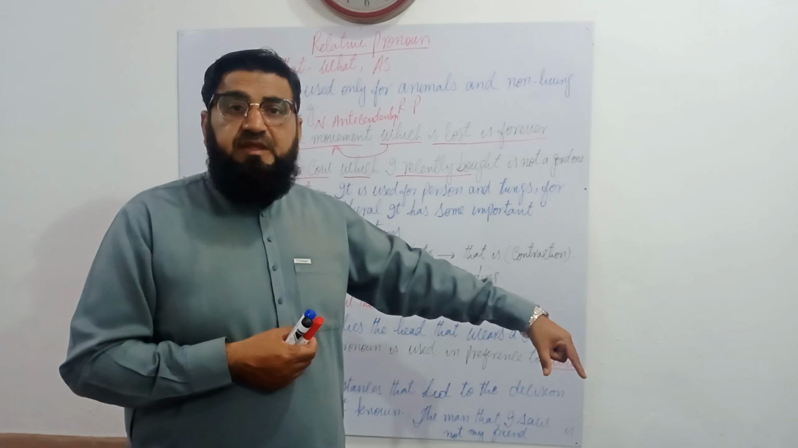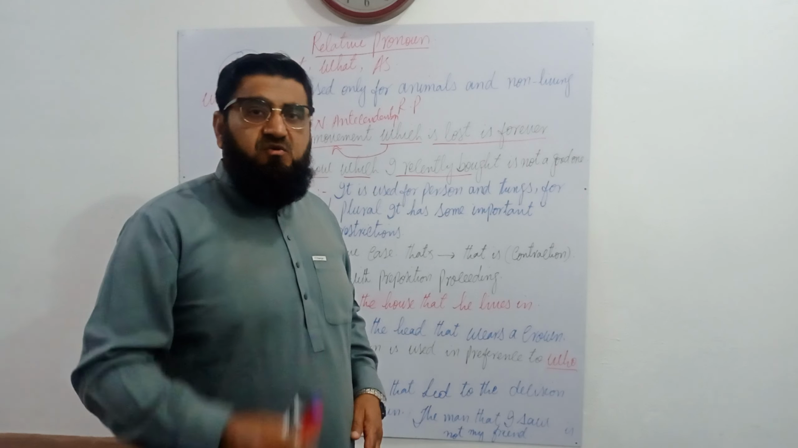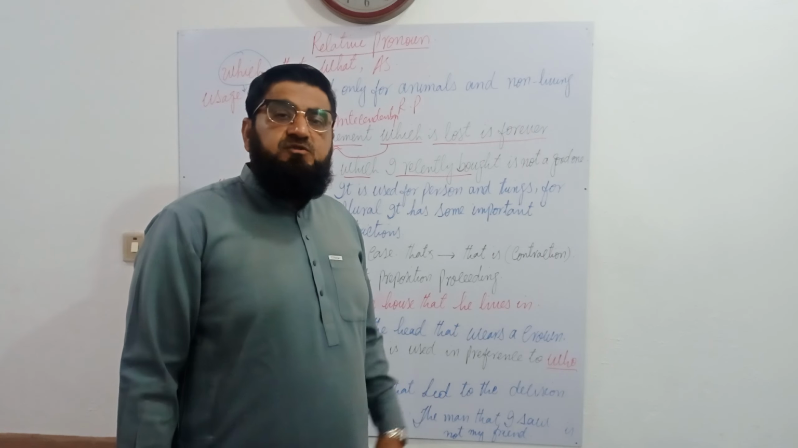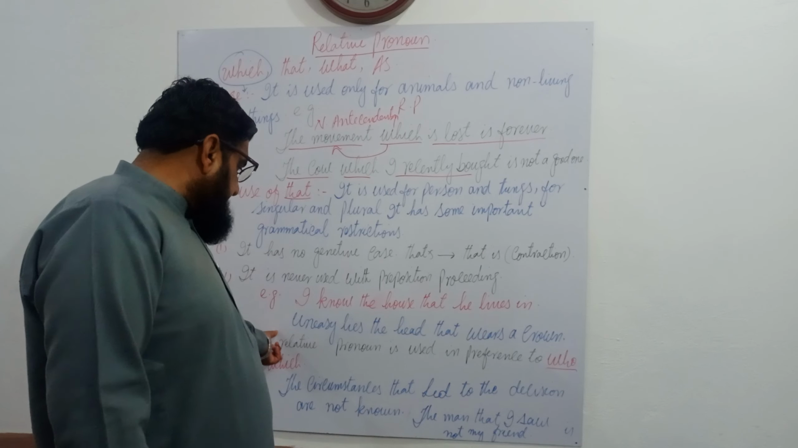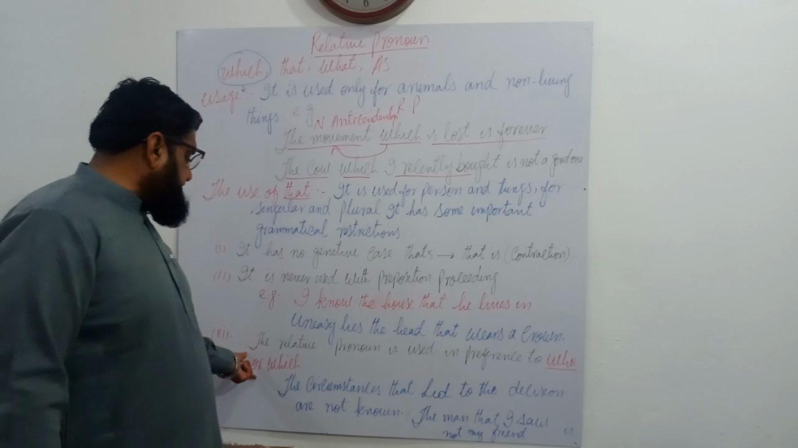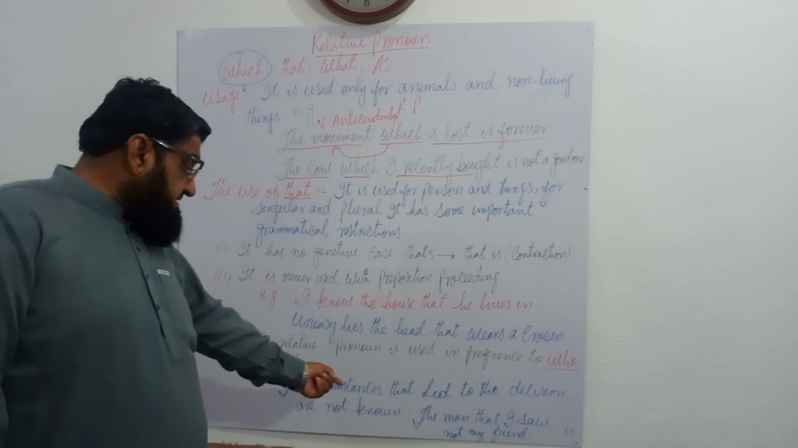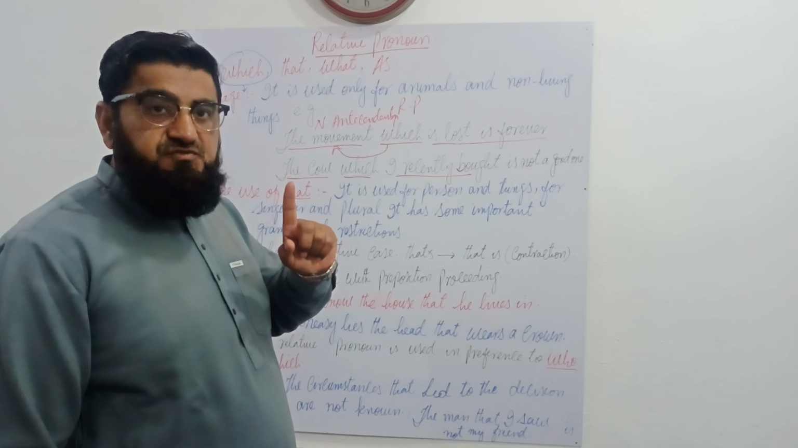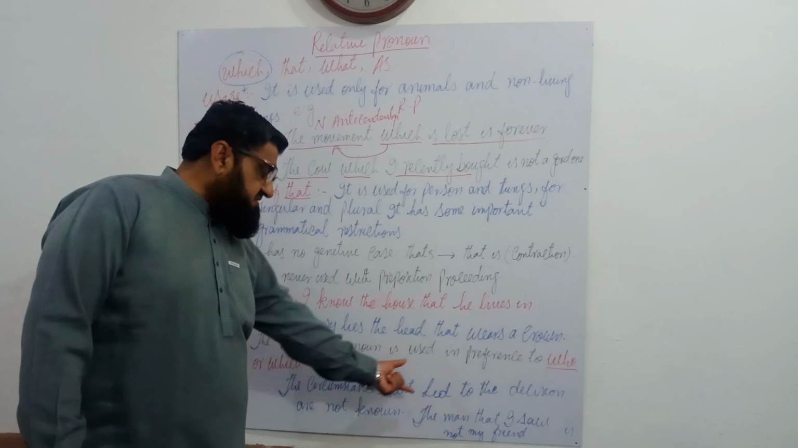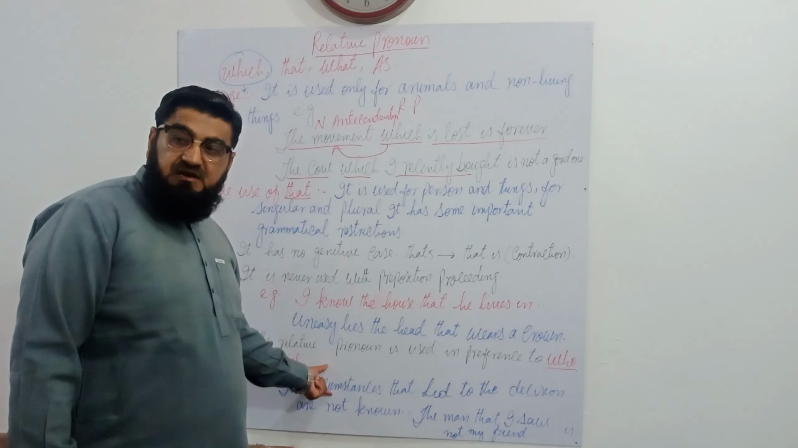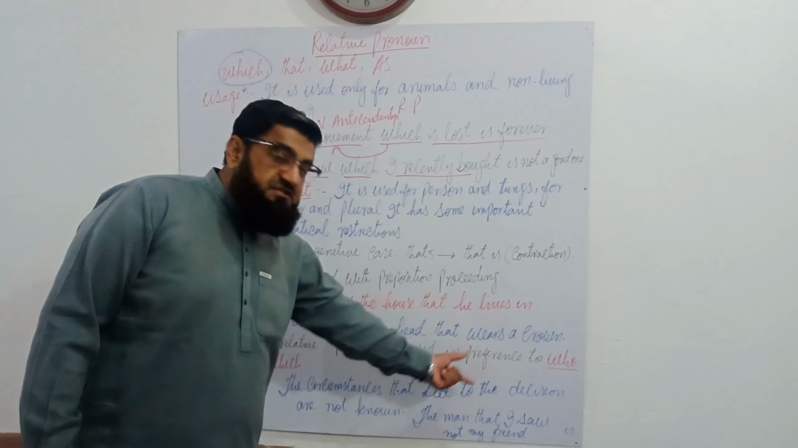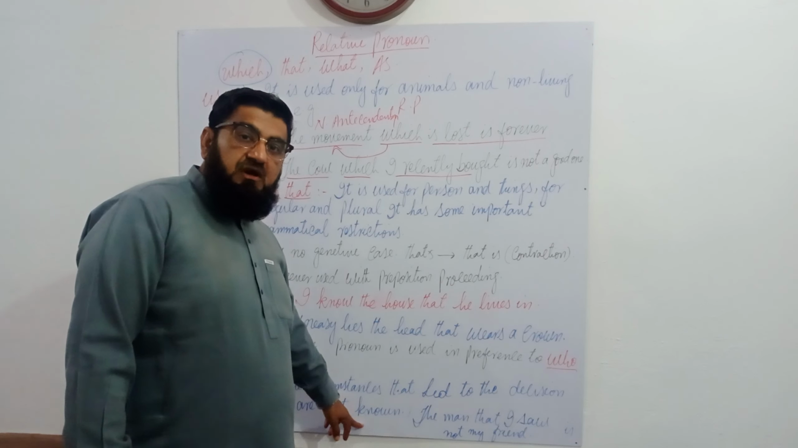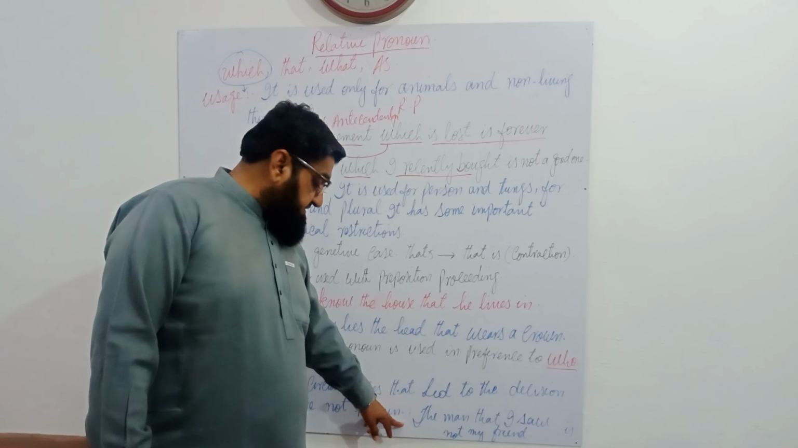So the use of that will be more accurate if we use that in place of who or which. For example, the relative pronoun is used in preference to who and which. For example, the circumstances that led to the decision. The circumstances, non-living, that can be used for non-living things as well. The circumstances that led to the decision are not known. Here "that led to the decision" is a relative clause.